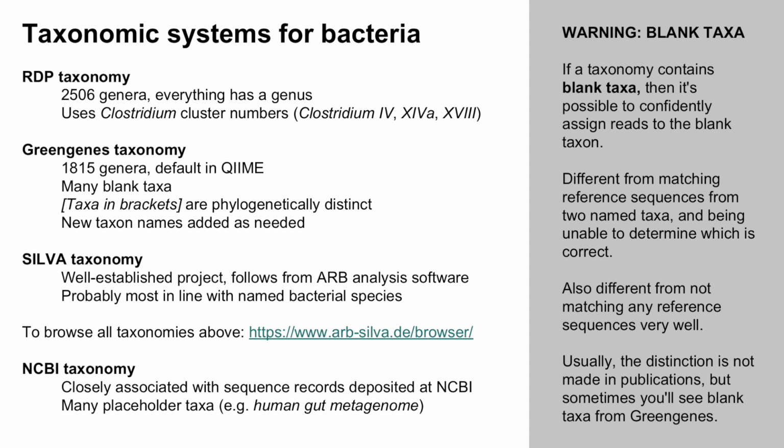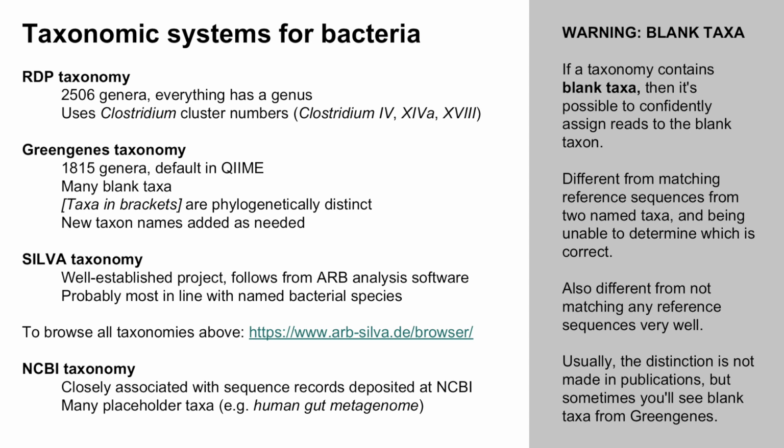All right, and so here are the taxonomic systems that people use when working with this data. So the RDP taxonomy is the oldest one. Everything has a genus. The dead giveaway for the RDP taxonomy is that you'll see these Clostridium cluster numbers. The Greengenes taxonomy comes in QIIME by default. So this is a system, to use the RDP classifier, it expects everything to have a genus, but a lot of things in Greengenes didn't have genus labels. So the solution that we came up with was we'll put blank labels in there. So we'd totally not commit to any name.